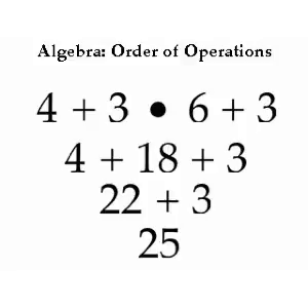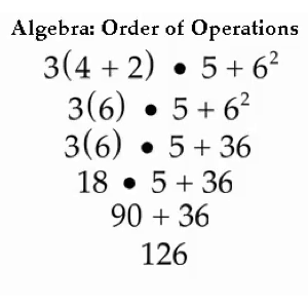Then we have no more multiplication divisions, we do addition subtraction. So we have 4 plus 18, which is 22. And then we have 22 plus 3, which is 25. So when we add all that stuff together, we get 25. Let's look at the next one.